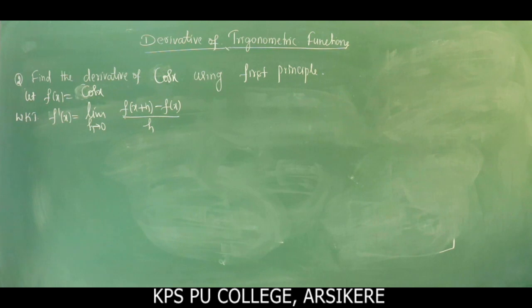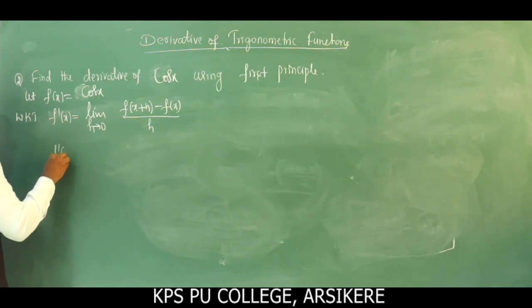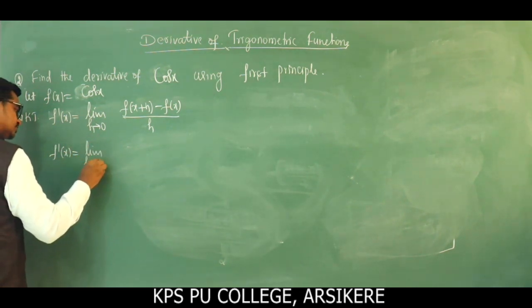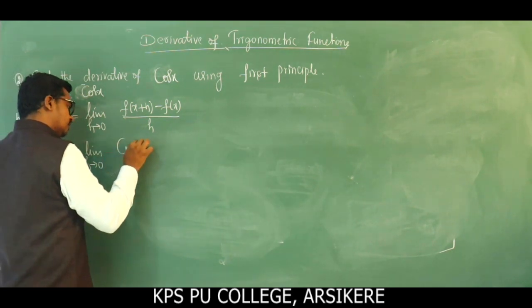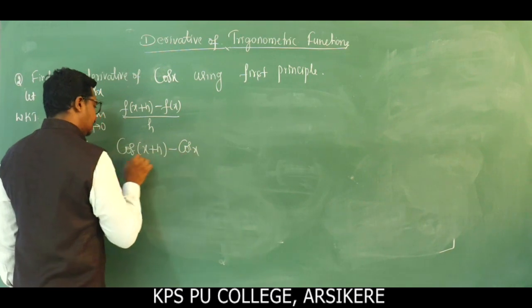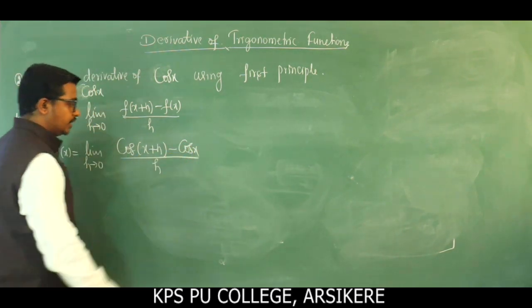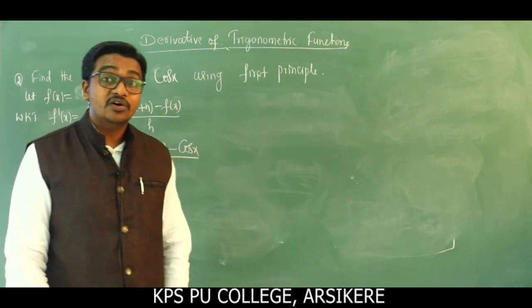Okay, replace this one here. f dash of x is equal to limit as h approaches 0 of f of x plus h, that becomes cos of x plus h minus cos x, divided by h. Remember the formula for cos c minus cos d.